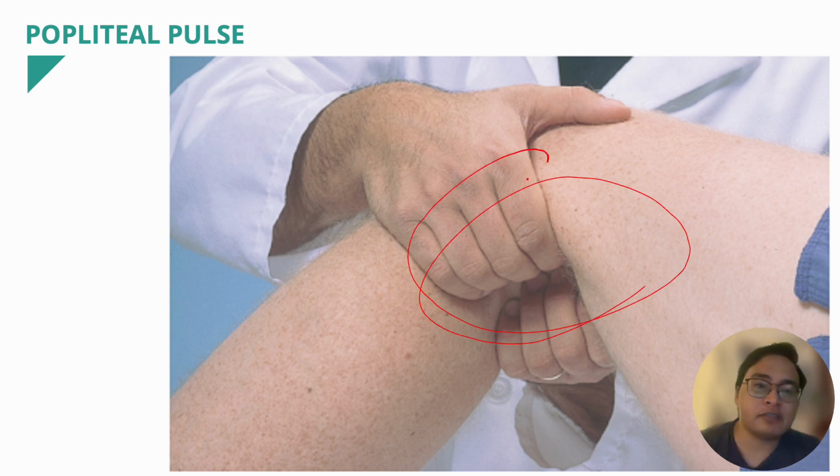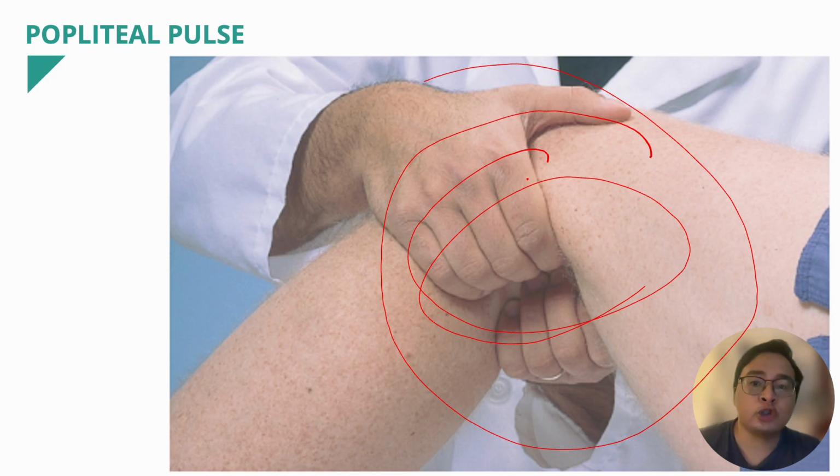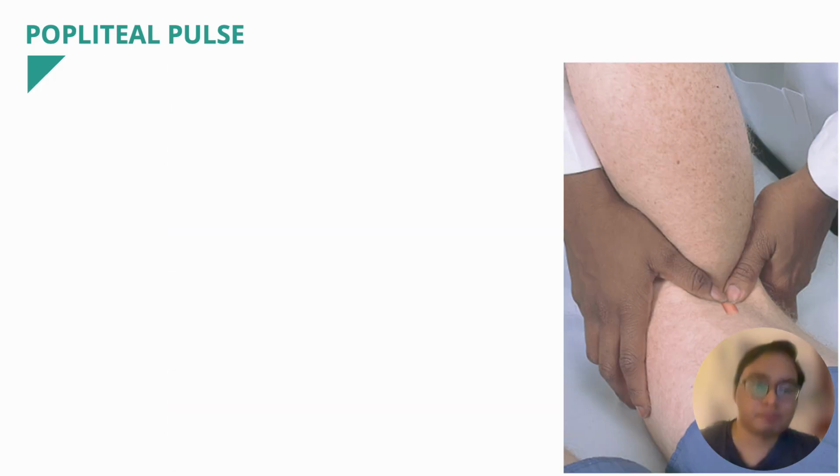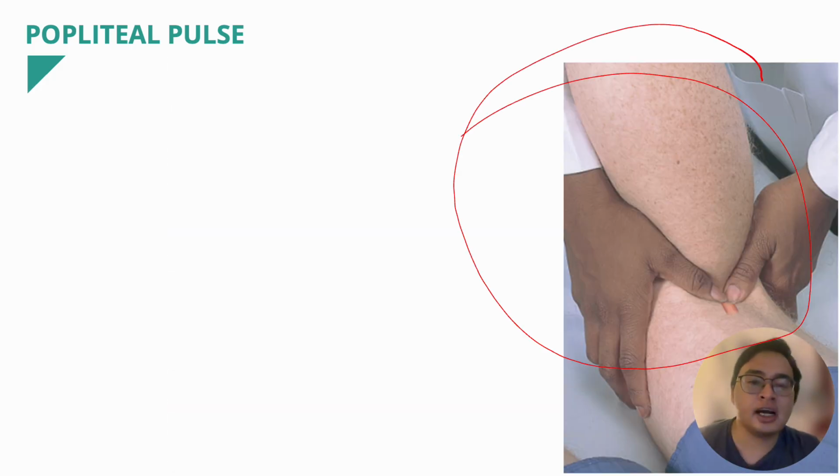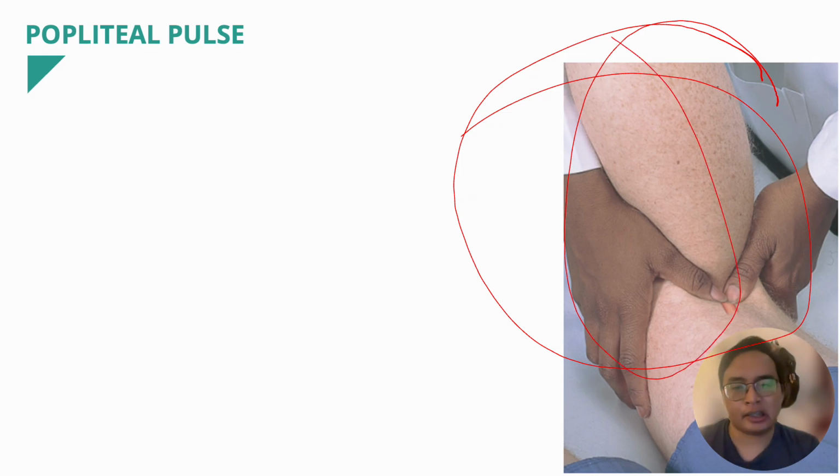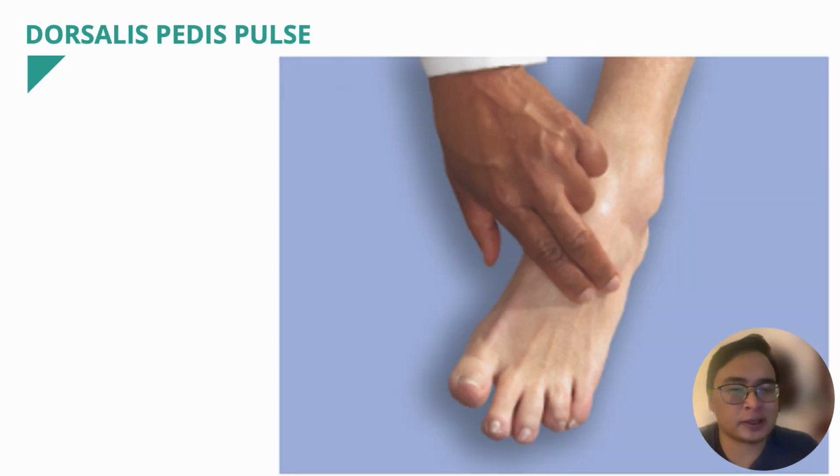So alternatively, if you cannot find the popliteal pulse because it tends to be difficult to palpate, you could move to this other position here, in which the patient is lying face down, or lying prone. But still, the knees should be flexed. Next pulse in the lower extremities is the dorsalis pedis pulse.